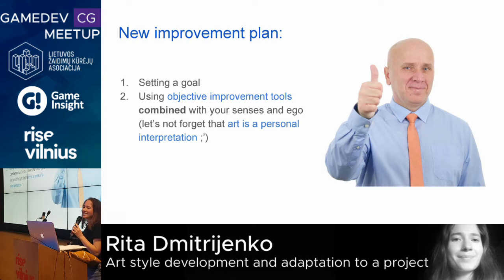It consists of setting up a goal and using objective improvement tools combined with my senses, which is seeing, if you remember, and ego. And ego is our subjective experiences and likes, dislikes, and stuff like that. Because, at the end of the day, art is very subjective, right?